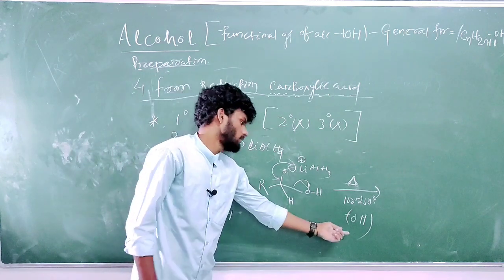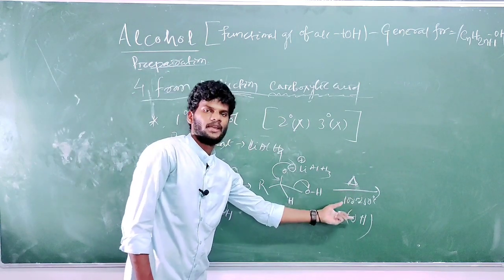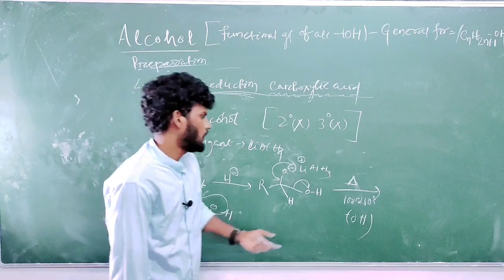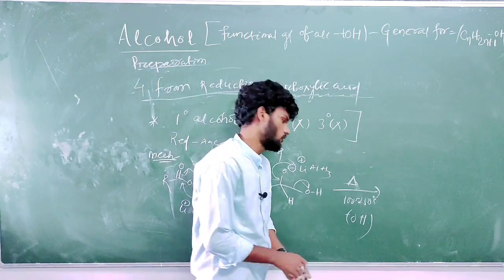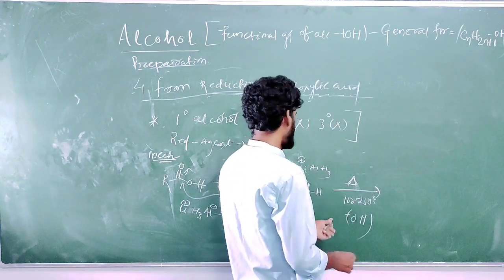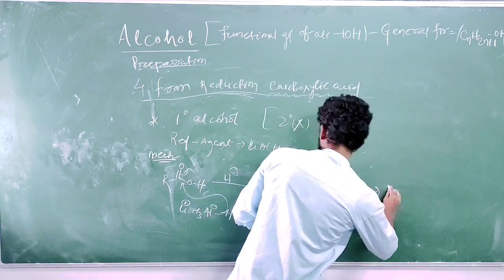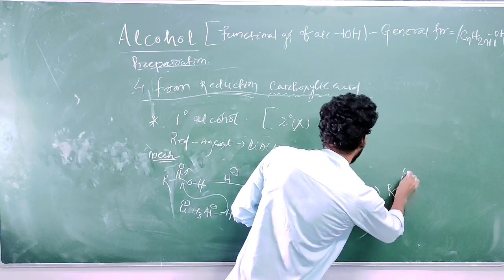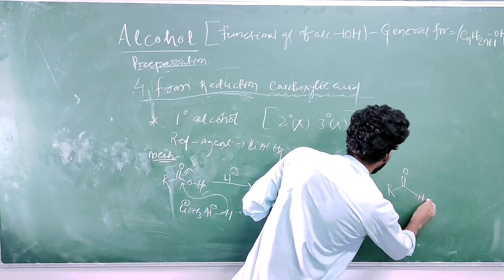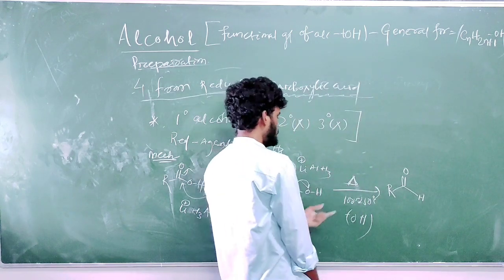But as we are giving heat here, to proceed with the reaction we have to give heat, as OH is not a good leaving group. So you heat the reaction, OH is released as a leaving group, and what will it form? R carbonyl H. So this is an aldehyde.